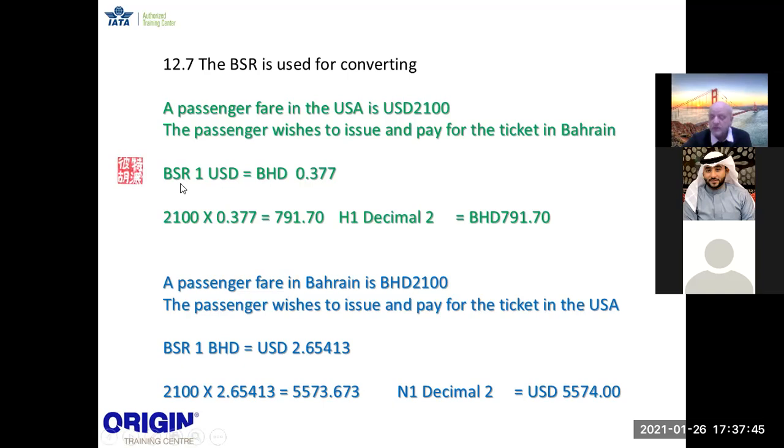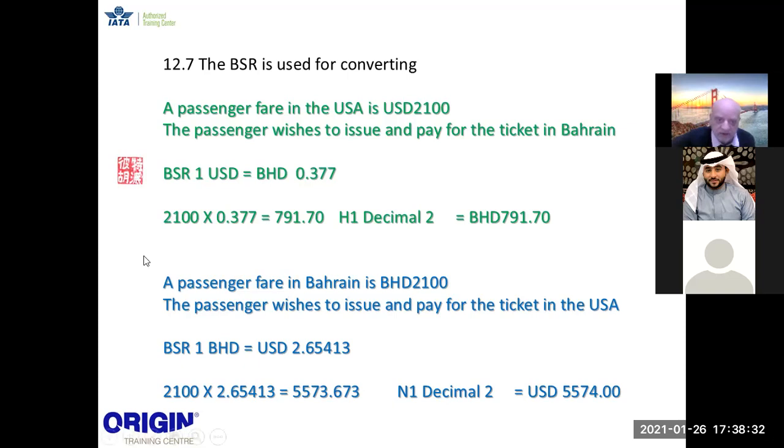The Sabre system will give you the BSR. The BSR changes daily, okay? Because this is a banker's selling rate, and banks, the currencies change every day. So really important. If you've got a transaction with a customer like this, you have to tell them every day, this fare is going to change until you pay for it. Once it's paid for, you're okay. But when we convert the amount today, it may be more or less tomorrow. I don't know. Yeah, depends on the rate of exchange on the day.